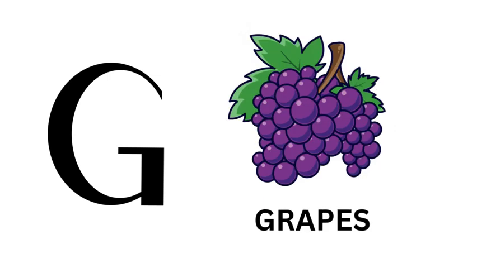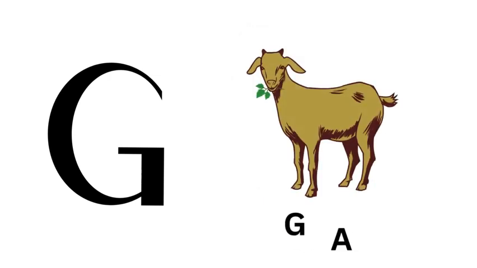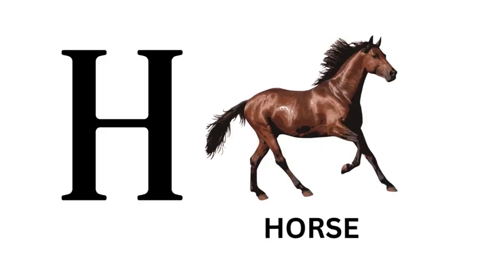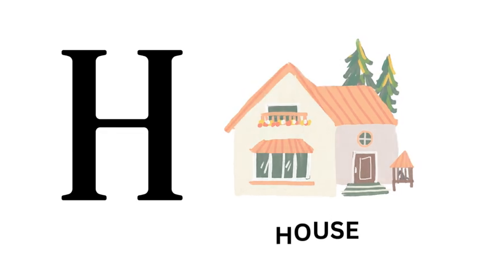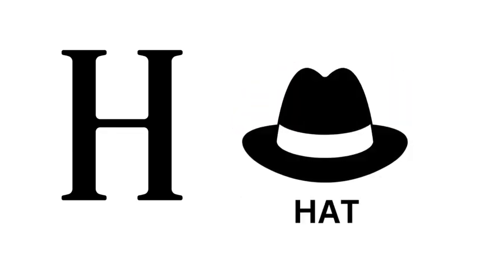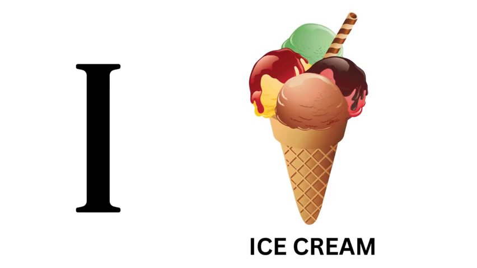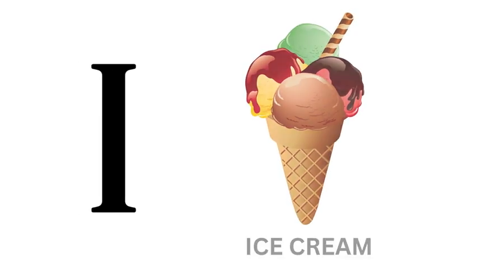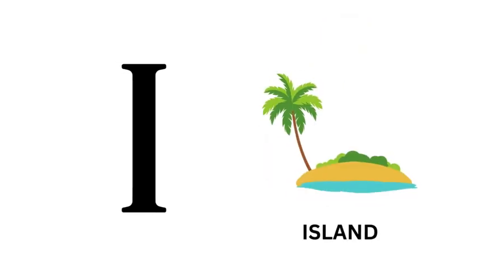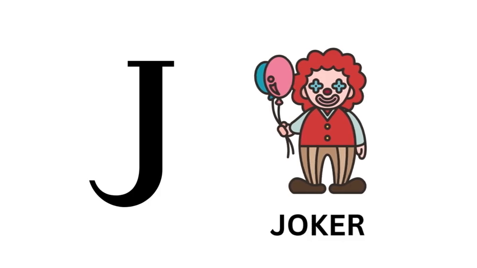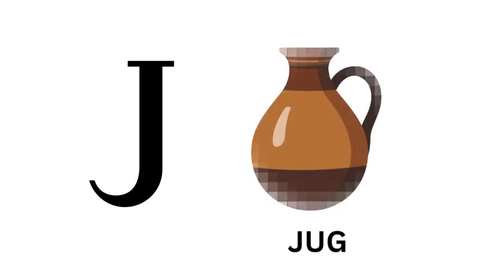G for grapes. G for goat. H for horse. H for house. H for hat. I for ice cream. I for ink. I for Iceland. J for joker. J for jug.